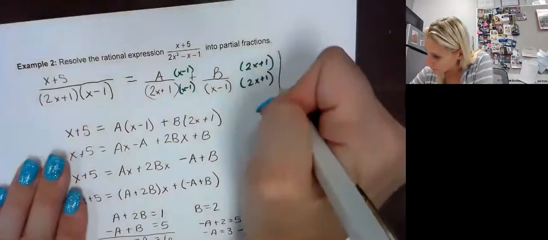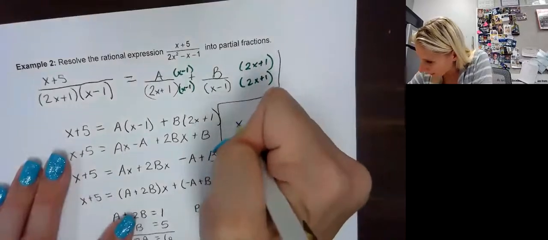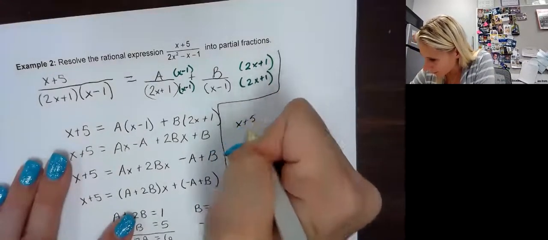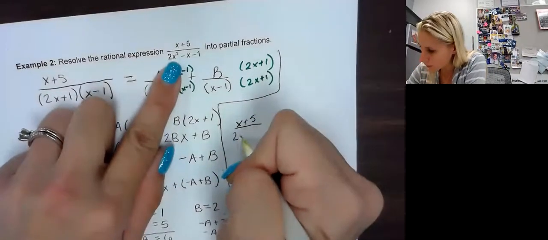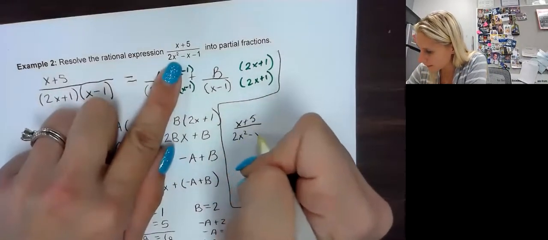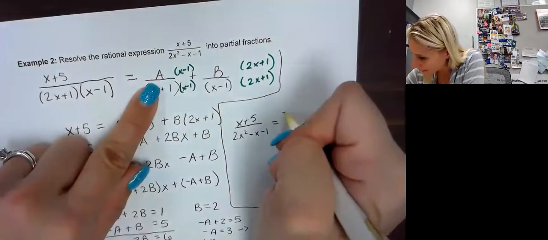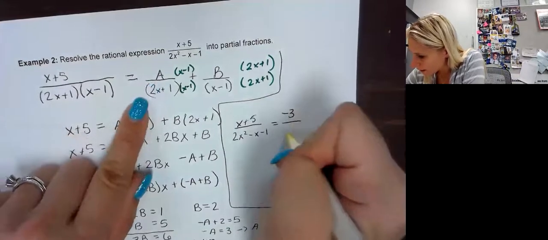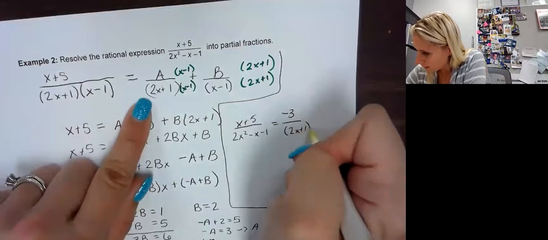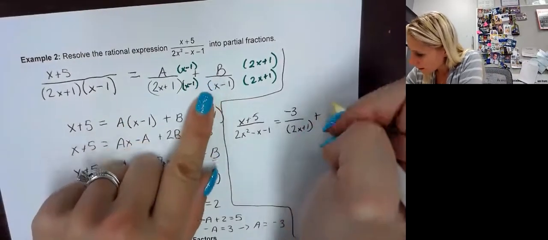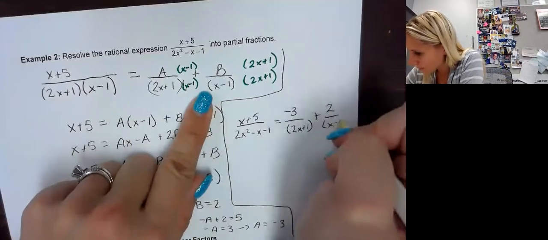So I'm going to give myself some space. That means x plus 5 all over. Now I'm going to write my original problem down, which was 2x squared minus x minus 1 equals A. Well, A in this case is negative 3 all over the 2x plus 1 plus 2 over x minus 1.